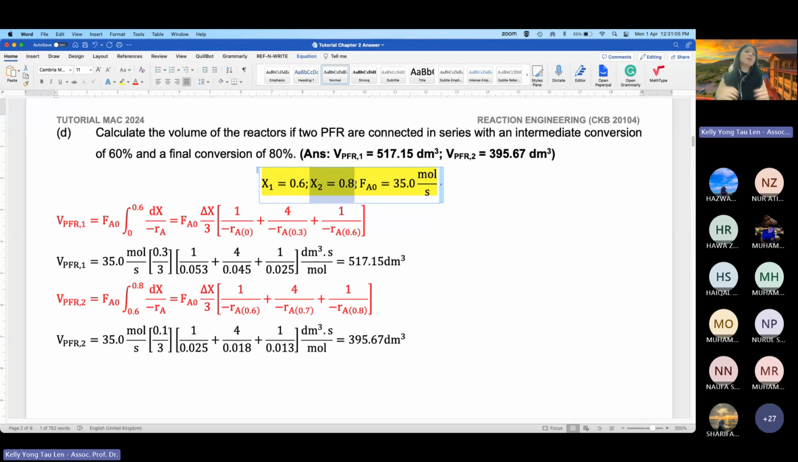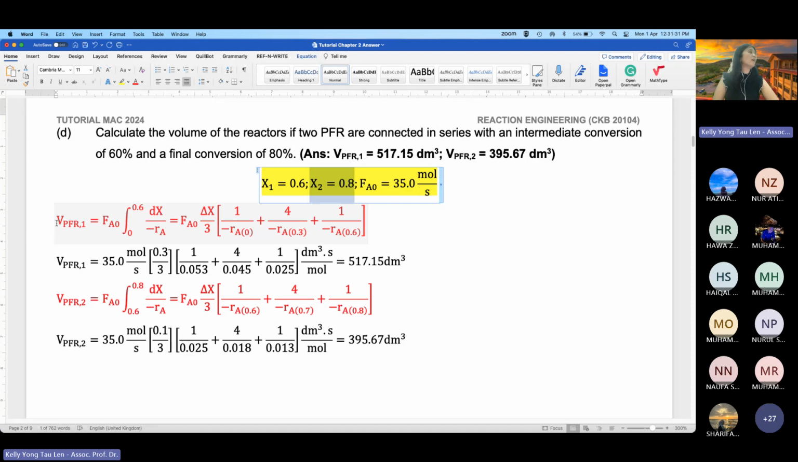So in our question here, X1 0.6, meaning first reactor, they are converting from 0 to 0.6. My second reactor are converting from 0.6 to 0.8. That's the part you must really remember. Second reactor are converting from X1 to X2. First reactor is from 0 to X1. Okay, so how do we solve this? Right. So let us go to the first reactor.